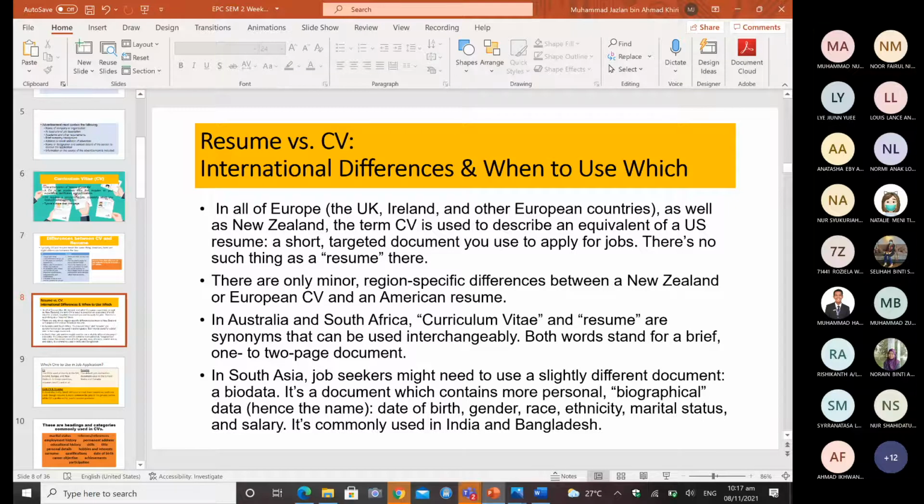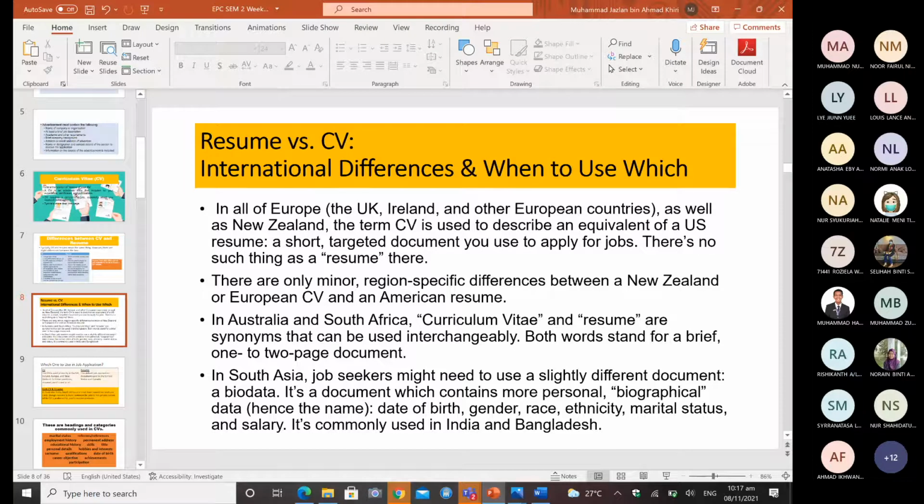In fact, at one time, the UK pretty much controlled two thirds of the world, yeah? They controlled all the way down south to South Africa, Australia, and also New Zealand. And they still use CV there to refer to resume. Both of them still stand for a brief one to two page document.